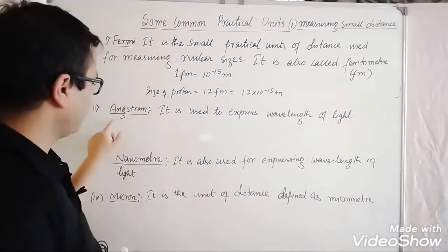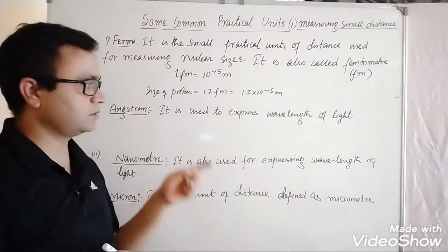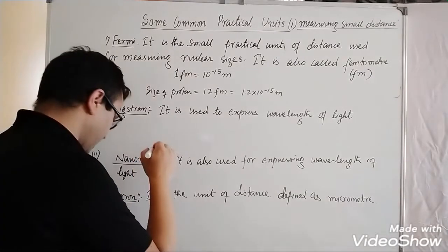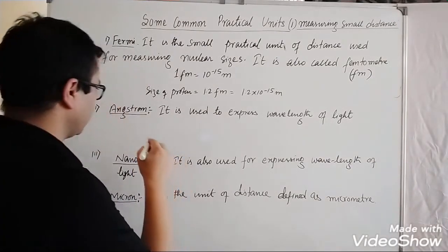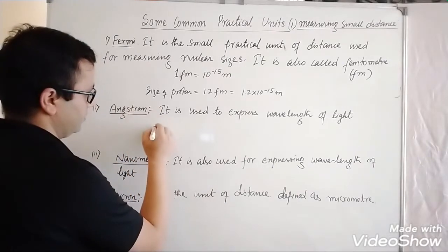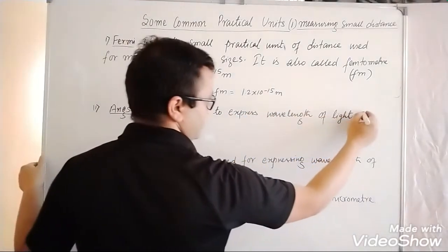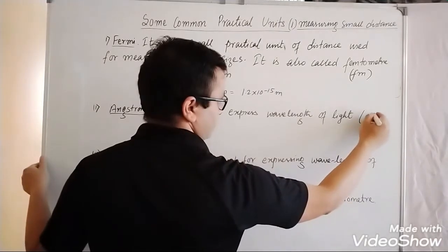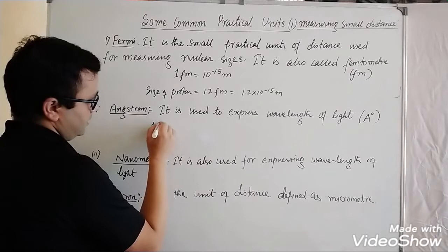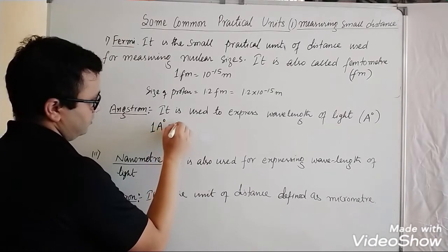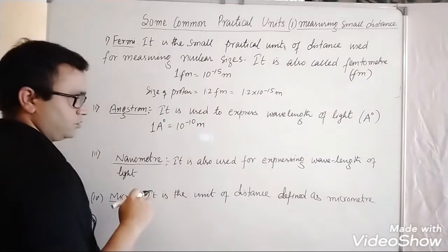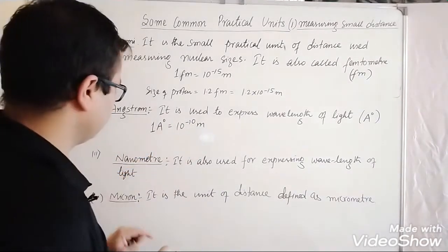Now next is the angstrom. Angstrom is used to express the wavelength of light. So in terms of wavelength of light, we use the unit angstrom. It is represented by A with a degree symbol on top. So 1 angstrom equals 10 to the power minus 10 meter.